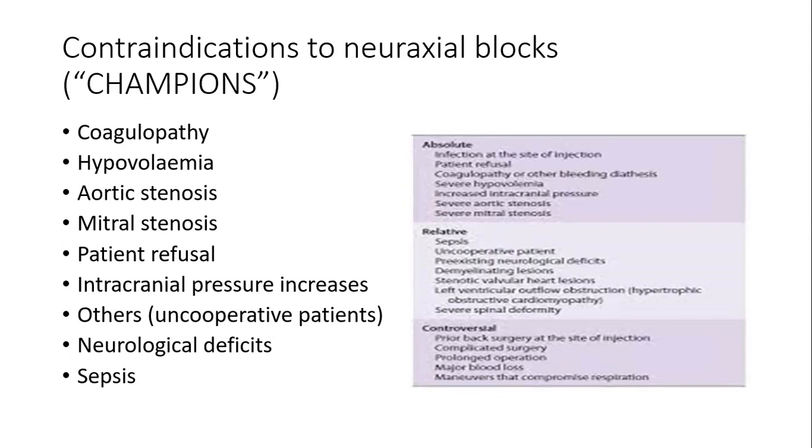Relative contraindications: sepsis, uncooperative patient, patient with pre-existing neurological deficit, demyelinating lesions, stenotic valvular heart lesions, left ventricular flow obstruction, and severe spinal deformity, maybe because of technical difficulties. Some controversial contraindications: prior back surgery, complicated surgery, prolonged operation, major blood loss, maneuvers that can compromise respiration, since your patient is going to be awake and is not under controlled ventilatory support.